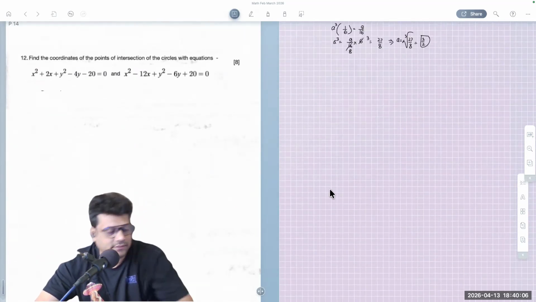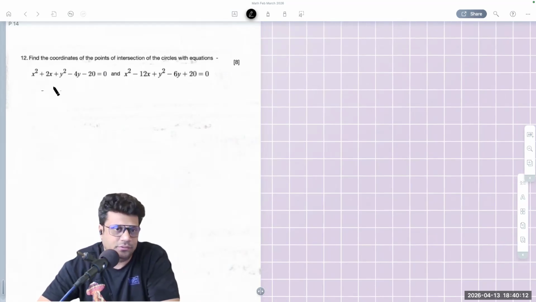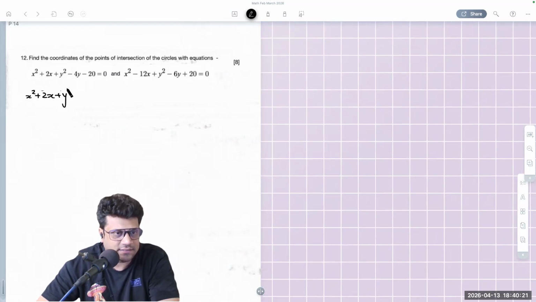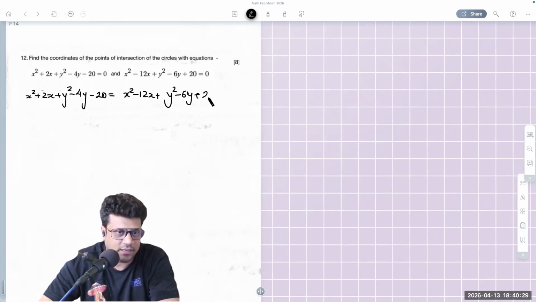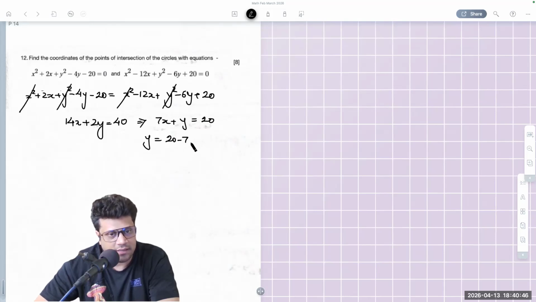Okay. And now there are the points of intersection of two circles. So we equate the two equations. We know that x² plus 2x plus y² minus 4y minus 20 is equal to x² minus 12x plus y² minus 6y plus 20. Thankfully, these will go away. You are looking at 14x plus 2y equals 40, which means 7x plus y is 20, which means y is 20 minus 7x.